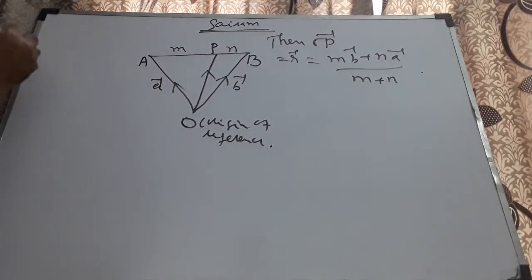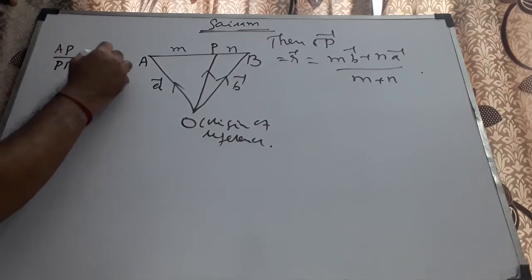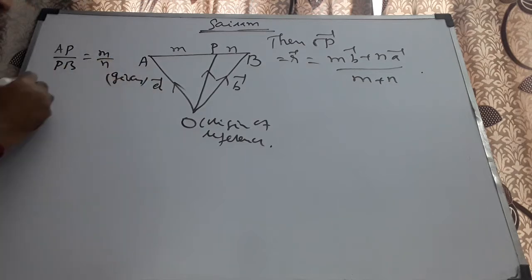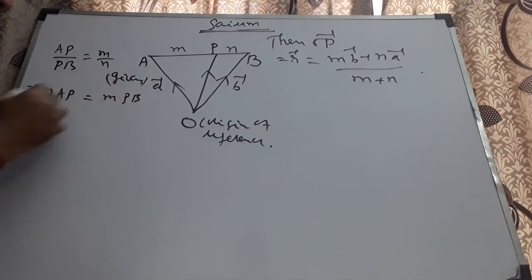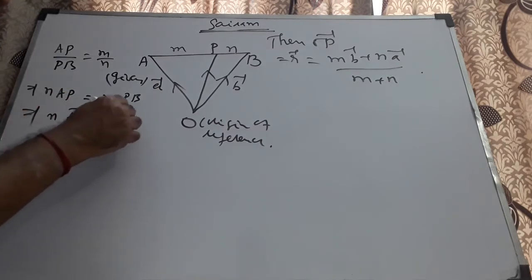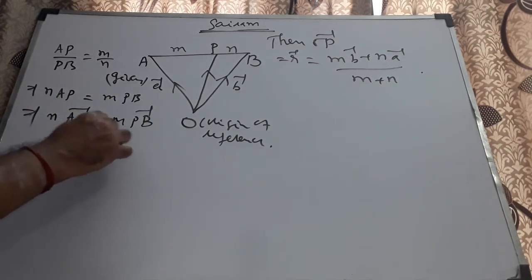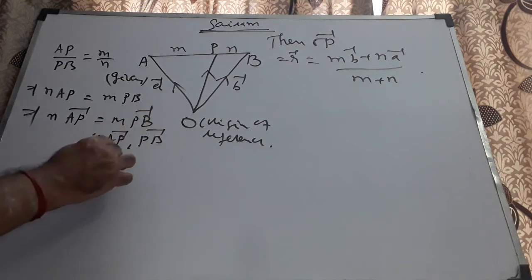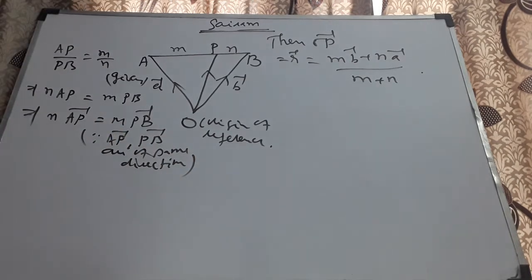It is not difficult. Just listen carefully. AP by PB is equal to m by n. This is given, which implies n AP is equal to m PB. I'll just cross multiply it. It's not a big deal. Then I'll be able to write as vectors also they are equal: n AP vector equals m PB vector, because AP vector and PB vector are of the same direction. I'll be able to equate them only when they are of the same direction. If they are of different directions, opposite directions, I can't equate them.